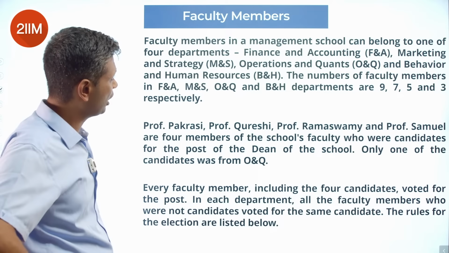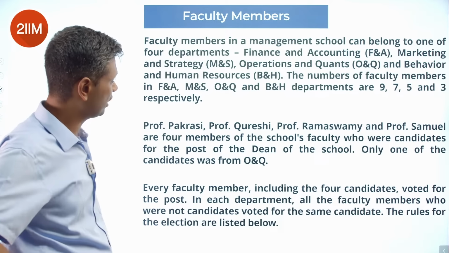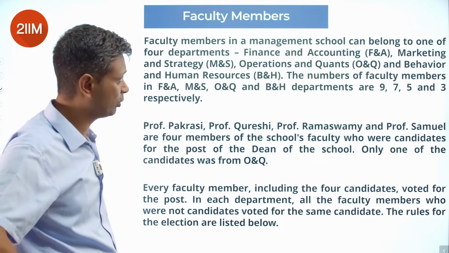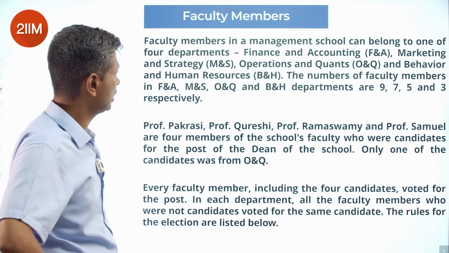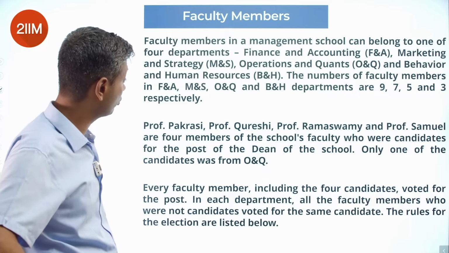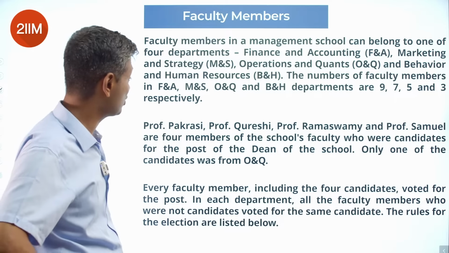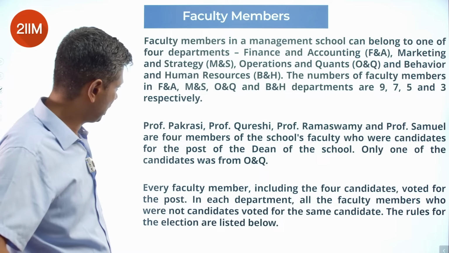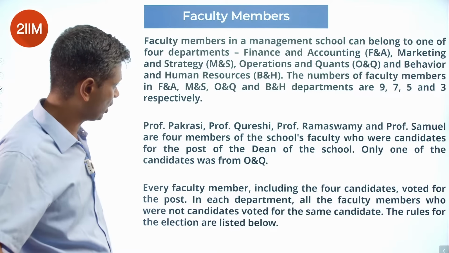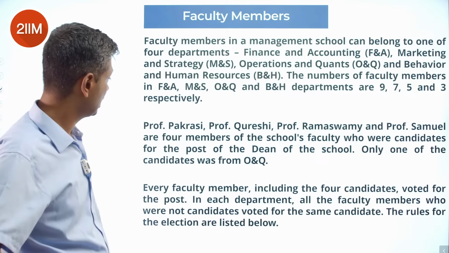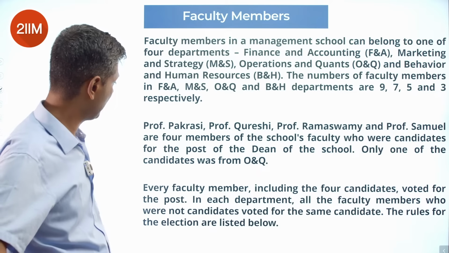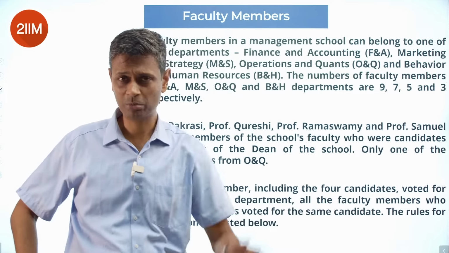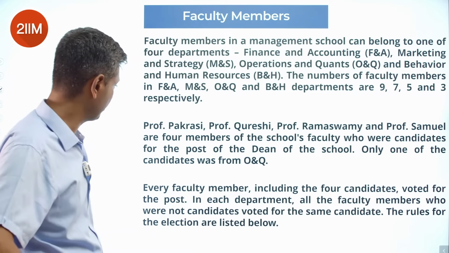Our faculty members in a management school can belong to one of four departments: finance and accounting, marketing and strategy, operations and quants, and behavior and human resources. The numbers of faculty members in F&A, M&S, O&Q and B&H departments are 9, 7, 5 and 3 respectively. Professor Pakrasi, Professor Qureshi, Professor Ramaswamy and Professor Samuel are four members of the school's faculty who were candidates for the post of the dean of the school. Nice. PQRS, I don't remember Pakrasi, Qureshi and all that.